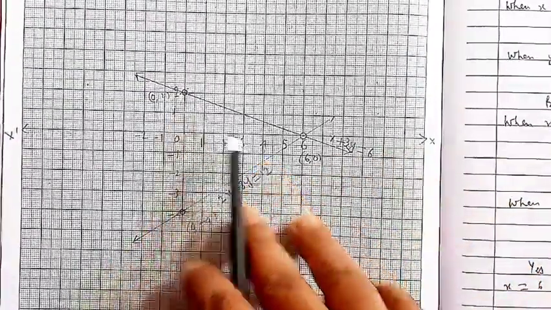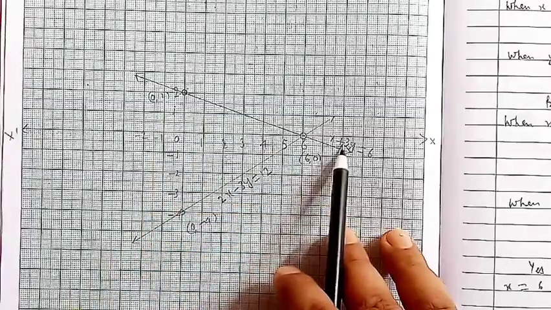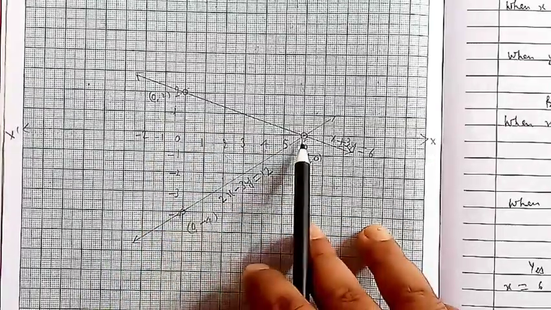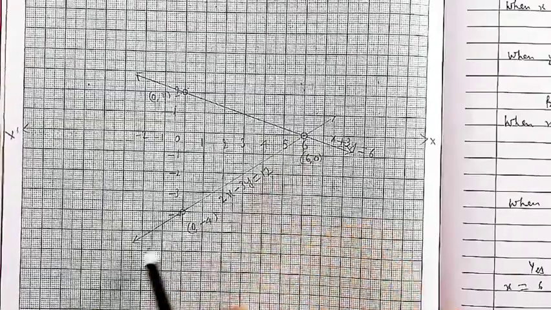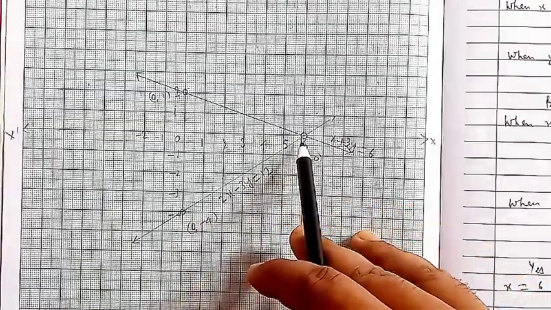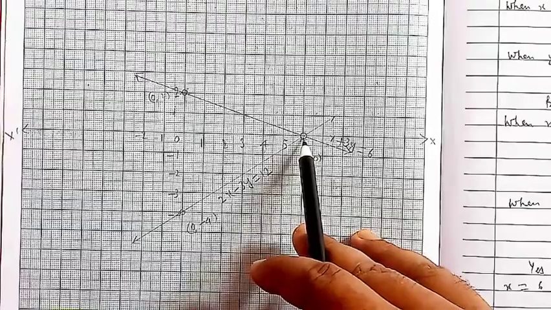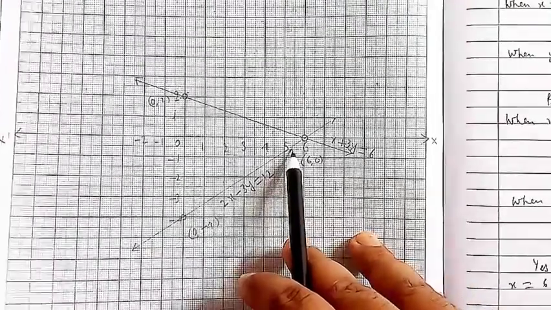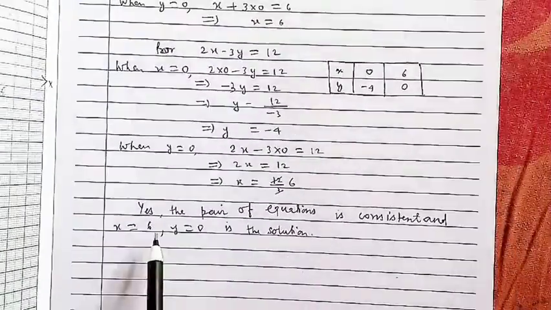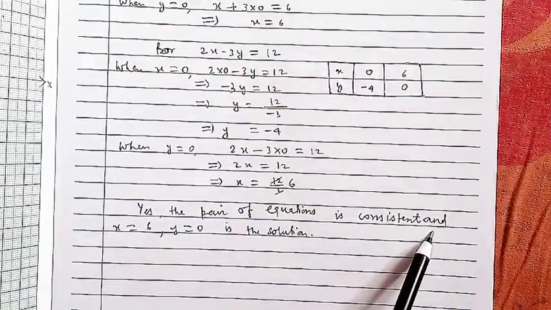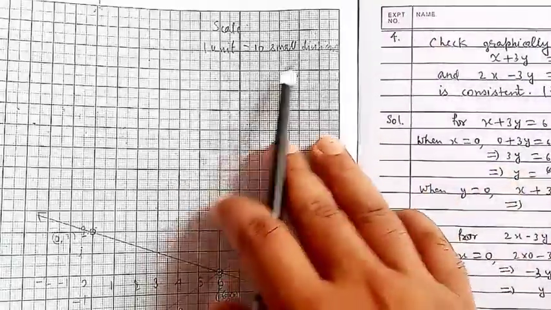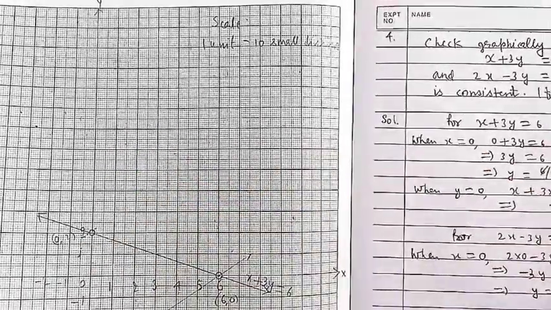0, 2 is here, 6, 0 is here. We join this. 0, minus 4 is here. 6, 0 is here. Now we join this. They intersect each other at point 6, 0. So yes, the pair of equations is consistent and x is equal to 6, y is equal to 0 is the solution. Here we have taken 1 unit is equal to 10 small divisions.